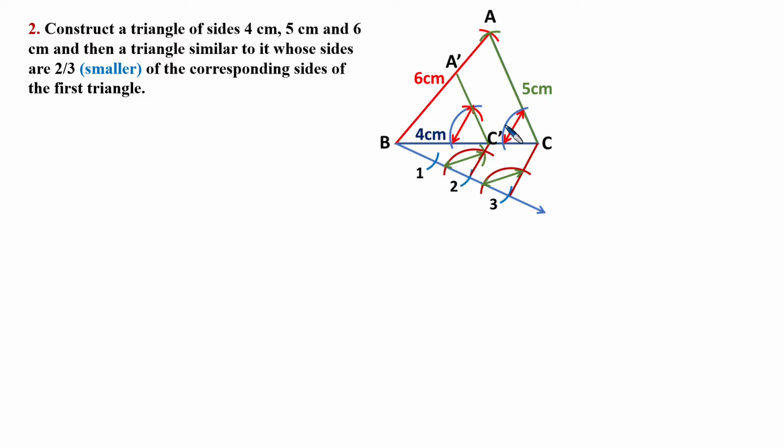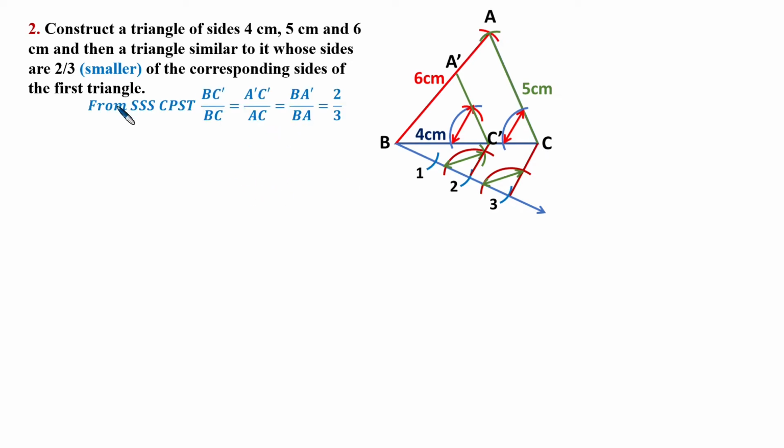So it will intersect at C prime. And again you draw a parallel to this AC from C prime, and it will intersect at A prime. And now in this triangle, each side will be 2/3 of that. So here BA prime will be 2/3 of BA, BC prime will be 2/3 of BC, and similarly A prime C prime will be 2/3 of AC.